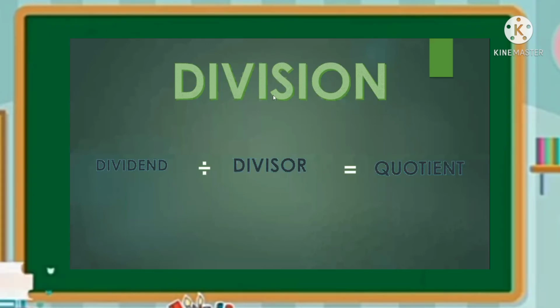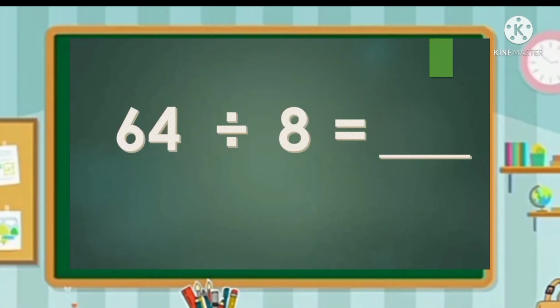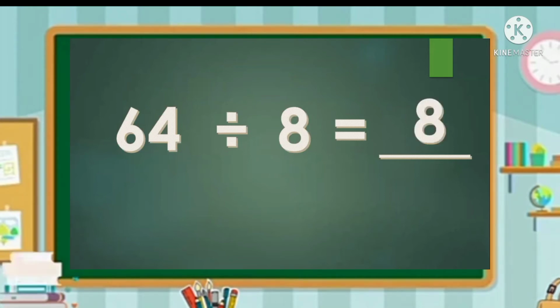For example, 64 divided by 8 is equal to 8. That's correct.